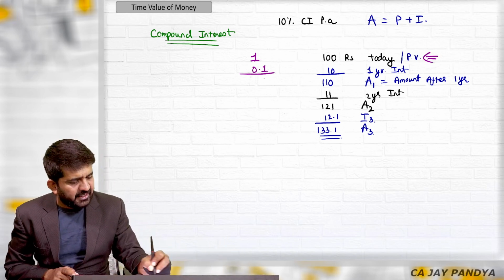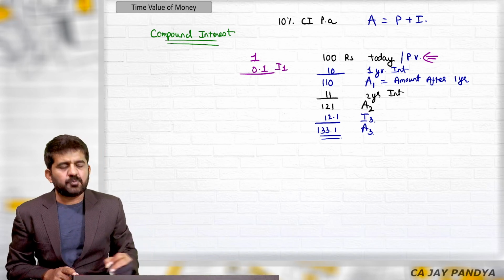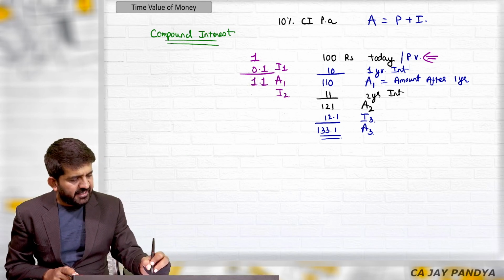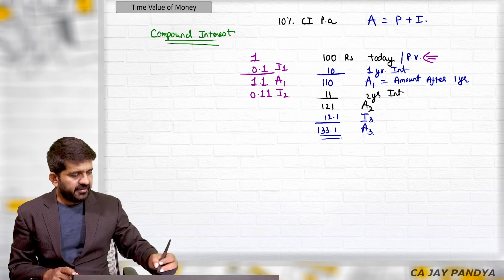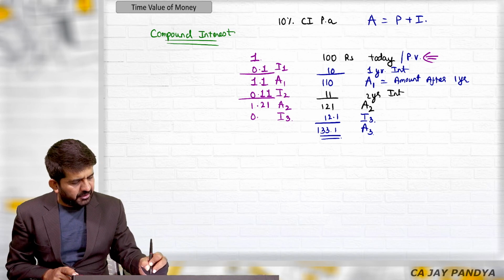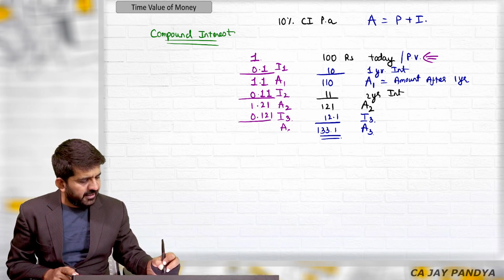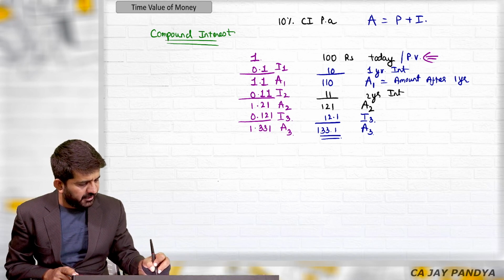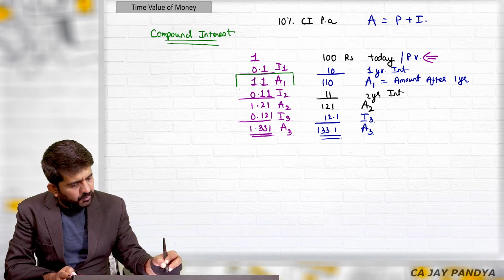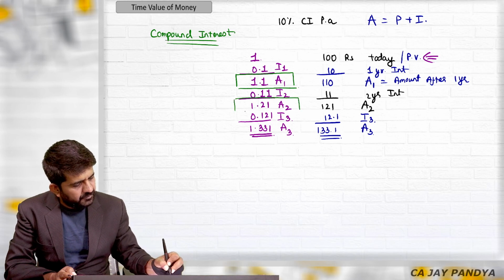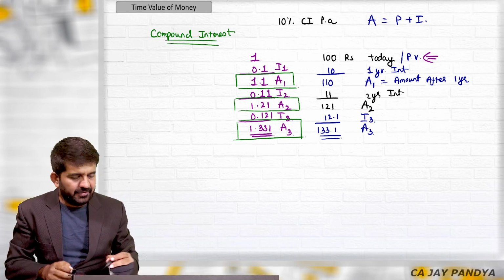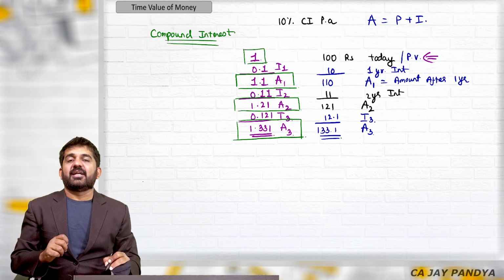after 1 year, you will be getting interest of 0.1. This is interest for 1 year. Amount after 1 year will be 1.1. Interest of second year will be 0.11. Amount after 2 years will be 1.21. Interest for third year will be 0.121. And amount after third year will be 1.331. Now, this particular amount, believe me, follows a trend only when rupee 1 is taken as a base.